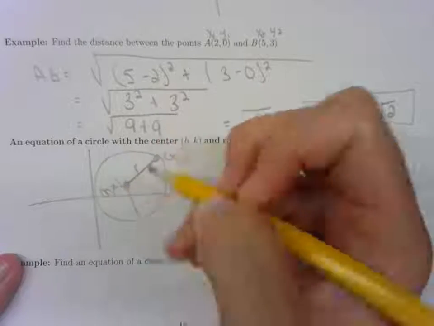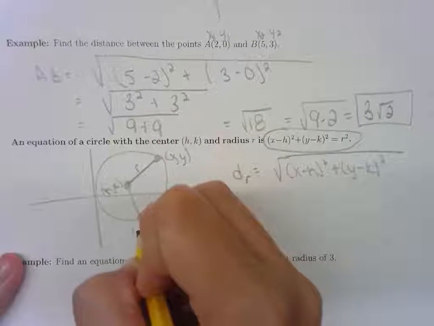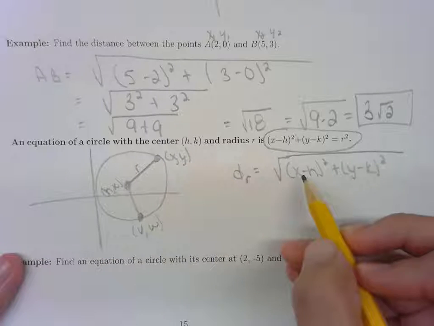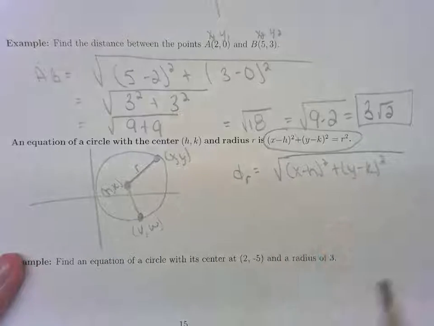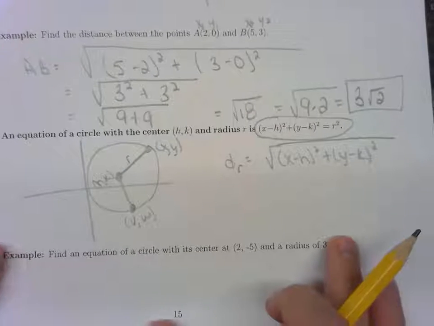I could have named it something else. I could have used (v, w) here. Then this would have been (v minus h) squared plus (w minus k) squared. I chose any point here.